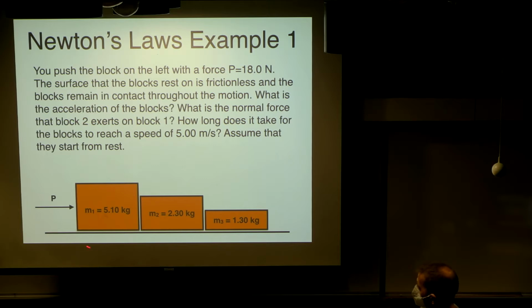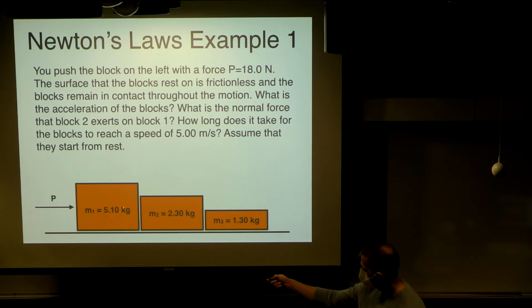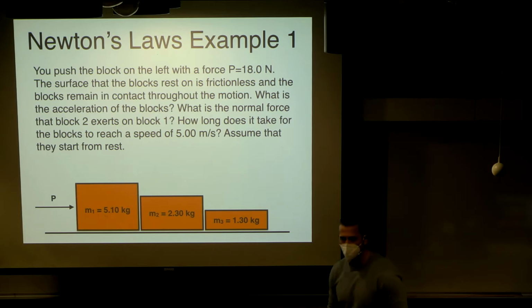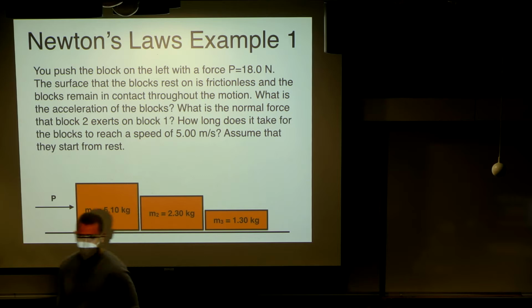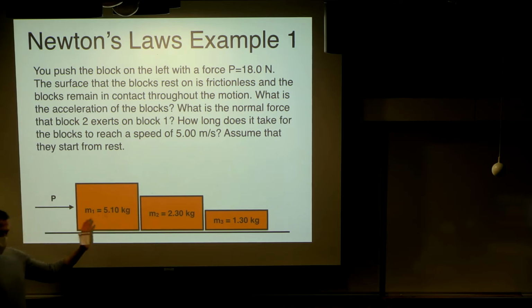So let's say that this surface that they all rest on is completely frictionless and that they all remain in contact throughout the motion. So what does that mean? It means as I push them, they're all just moving together. They have the same velocity, same acceleration, same everything, right? So a couple questions about this. First, what is the acceleration of the blocks? Second, what is the normal force that block 2 exerts on block 1?